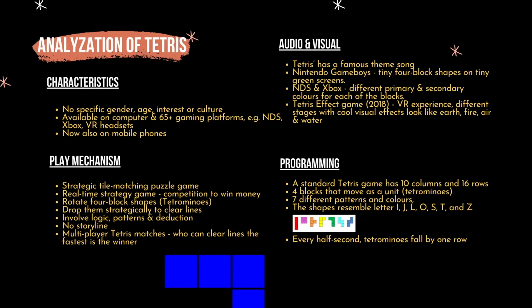I would like to talk about the programming of the game. A standard Tetris game has 10 columns and 16 rows. There are 4 blocks that move as a unit called tetrominoes, but there are many others. There are 7 different patterns and colors with shapes resembling letters I, J, L, O, S, T, and Z. Every half second, tetrominoes fall by 1 row.